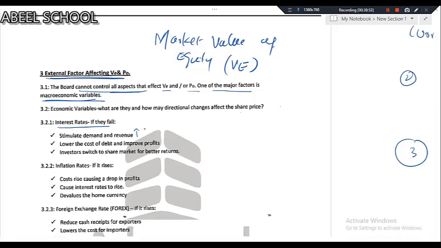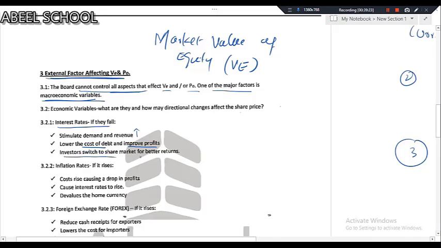The second benefit is that it lowers the cost of debt and improves profits. Obviously, if the interest rate falls, then the cost of debt will fall. For example, in the past, organizations took loans and used to pay 10% on that. But nowadays, if the interest rate is only 5%, then if they take a loan today they will be paying just 5%. So a lower cost of debt improves your profitability.